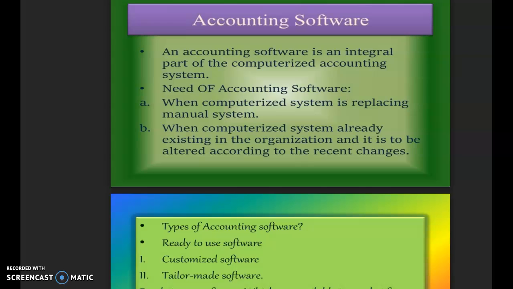Like in all the various fields, various types of software are used. Same way here, with reference to accounting, various types of software are used. Now, what type of software there are and how they are applicable, let's understand. What is accounting software? An accounting software is an integral part of the computerized accounting system, because without the software, the computerized accounting system cannot function.